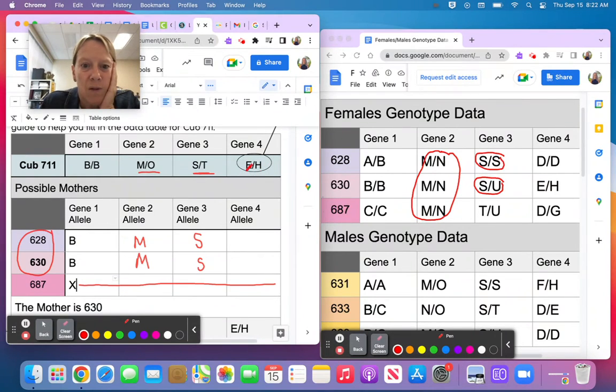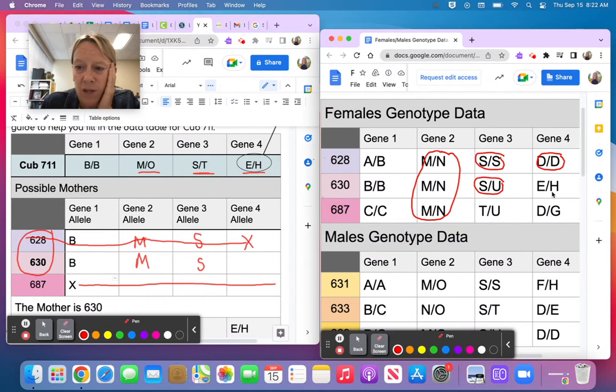For gene 4, the cub has an E and an H. Okay. Look at this. 628 only has D's. So all of the eggs from 628 had D's in them. So 628 could not be this lion's mom. So we're going to X that out, and that means she's out of the running. Okay. Let's just make sure this one works. So we've got an E or an H, and look at that. This cub also has an E or an H.